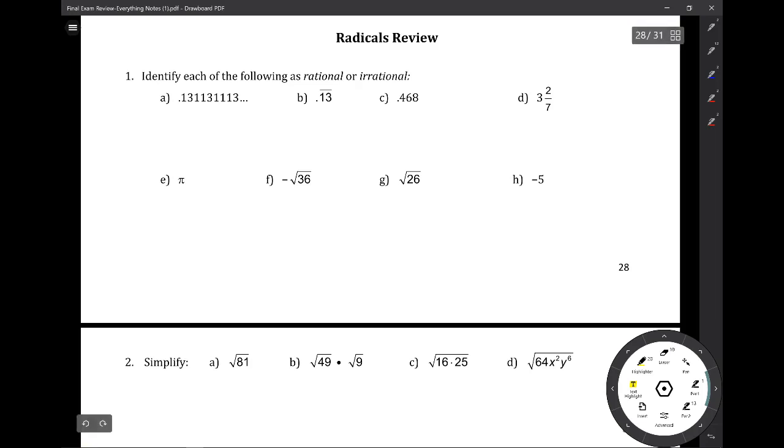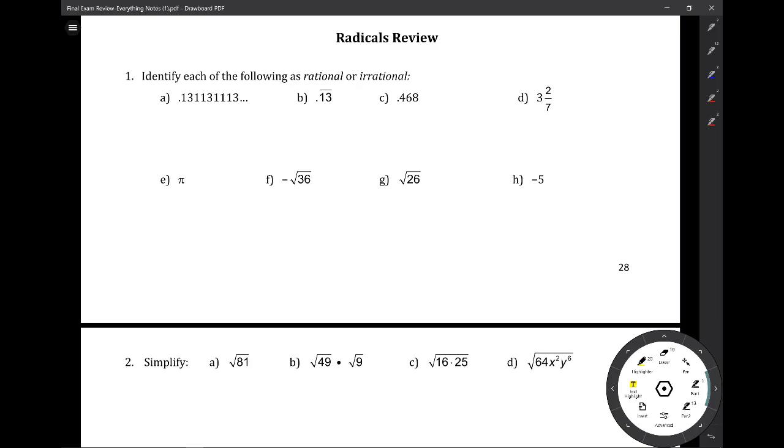There's a lot. We split radicals up at the time into simplifying radicals and graphing radicals, and we're going to do both of those right now. So fingers crossed. The first thing that we need to talk about when we are introducing radicals is what makes a number irrational versus rational.